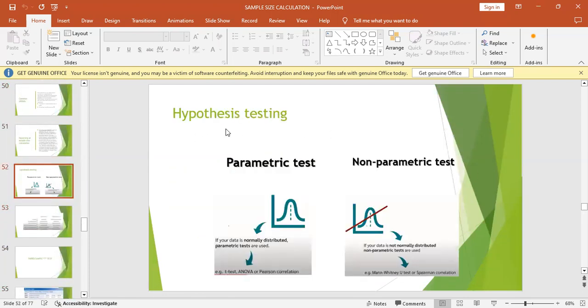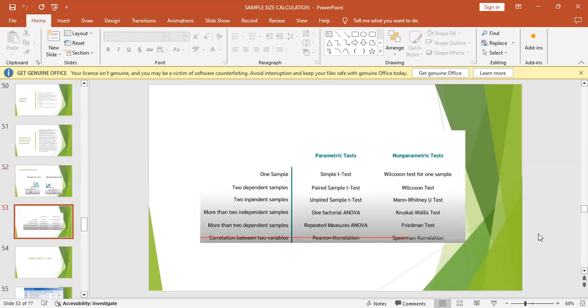Now we come towards the tests of statistical significance that we use in research. We can divide them into parametric and non-parametric tests. If the distribution curve is normally distributed, then it will be a parametric test, and if the distribution curve is skewed, then it will be a non-parametric test. For one sample, the parametric test is the simple t-test, and its non-parametric counterpart is the Wilcoxon test for one sample.